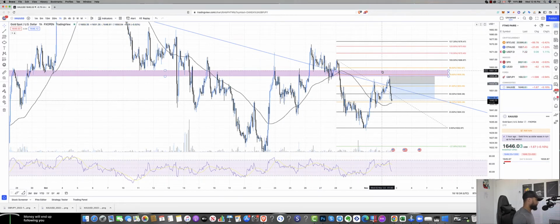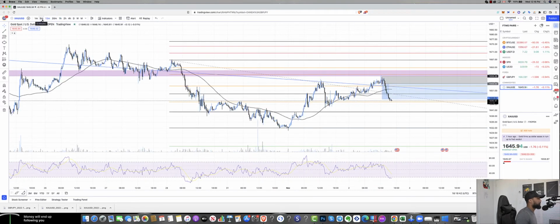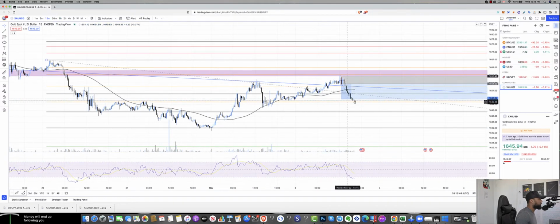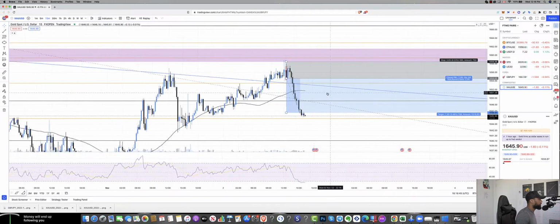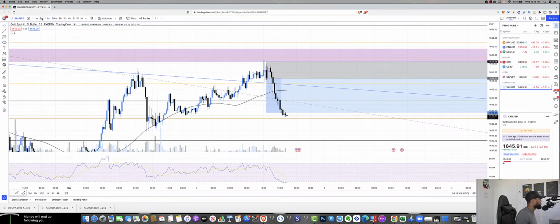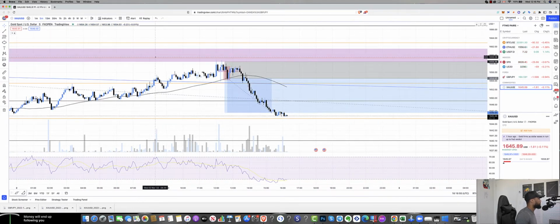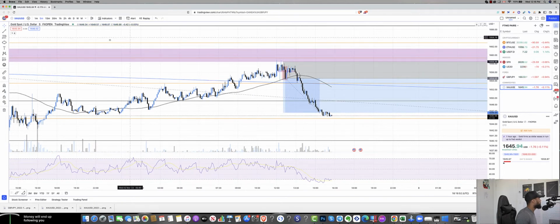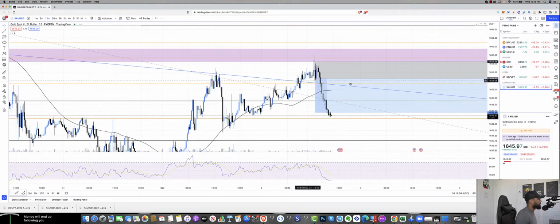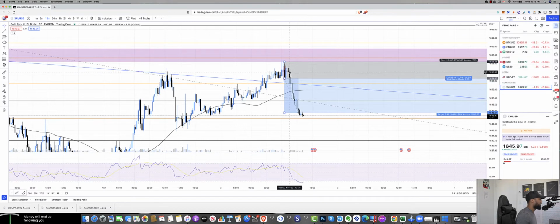Now, what was I looking for to actually take this trade? Okay, so let's go into the 5-minute time frame. Yeah, so we can go to the 5-minute time frame. And what I was looking for, we also can go to the 15-minute, is I saw this candlestick pattern right here. So we have this bearish candlestick pattern.